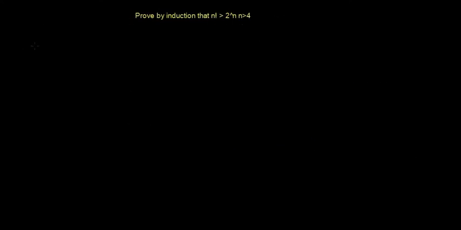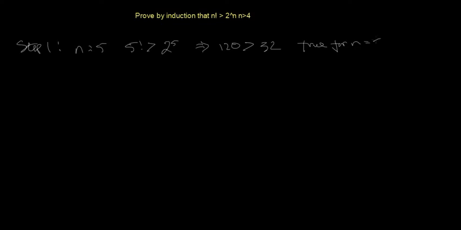Alright, let's have a look at one more example. Prove by induction that n factorial is greater than 2 to the power of n for n greater than 4. So let's move on to step 1. We're going to show that it's true for n equal to 5. So we're going to have 5 factorial is greater than 2 to the power of 5. And 5 factorial is 120, and that's greater than 2, 4, 8, 16, 32. So it's true for n equal to 5.